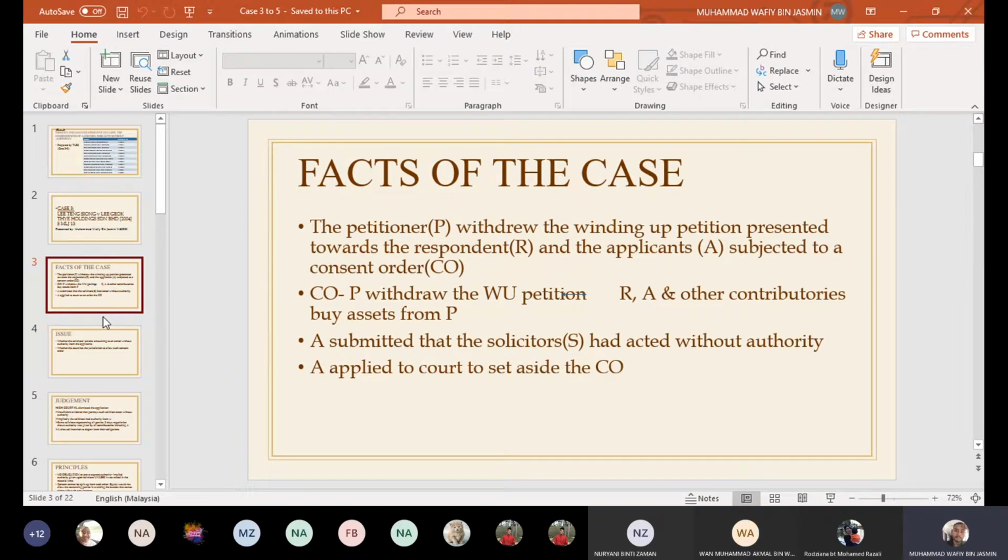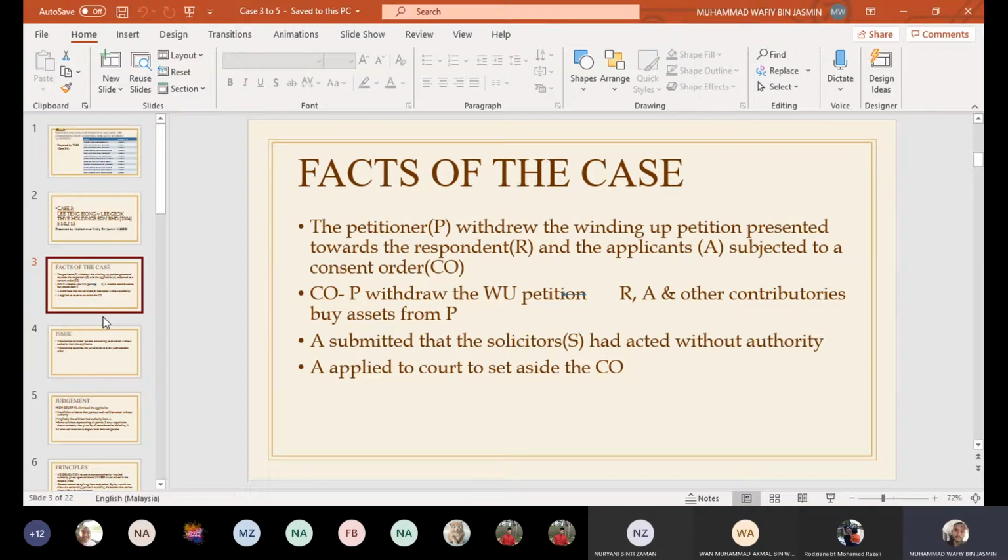is a company, and there are a few contributories party, namely the applicants themselves, which opposed to this petition. But basically, the agreement between them, or a consent order that was established, was that the petitioner would withdraw the winding up petition, subjected that the respondent and the applicants would buy some asset from the petitioner with a specific kind of payment.